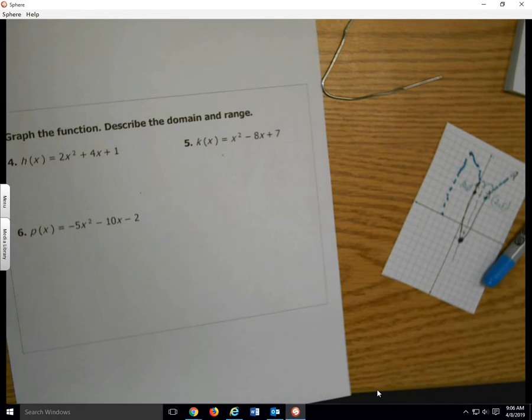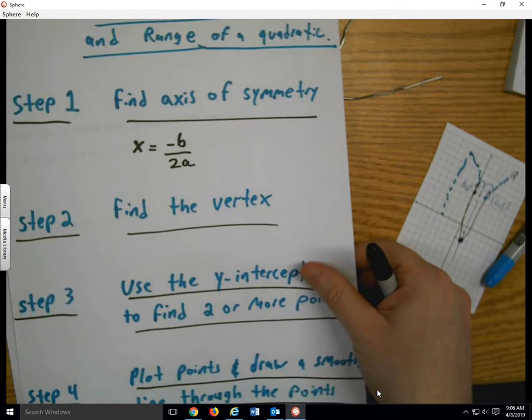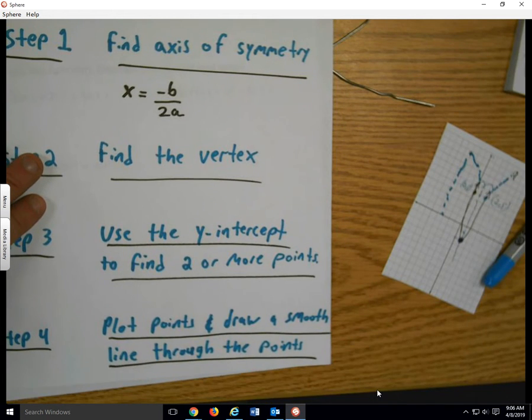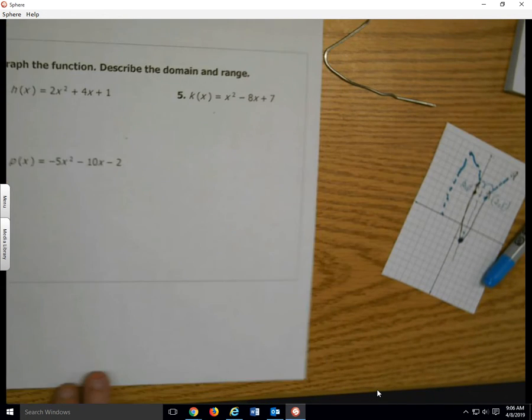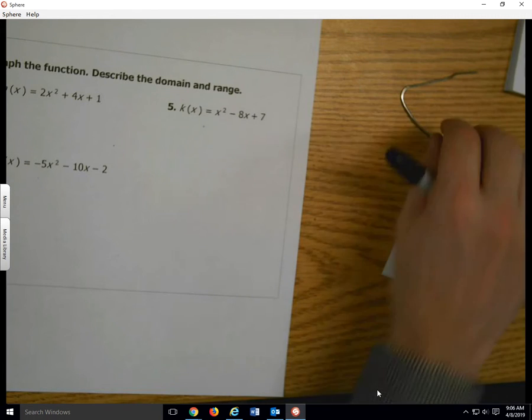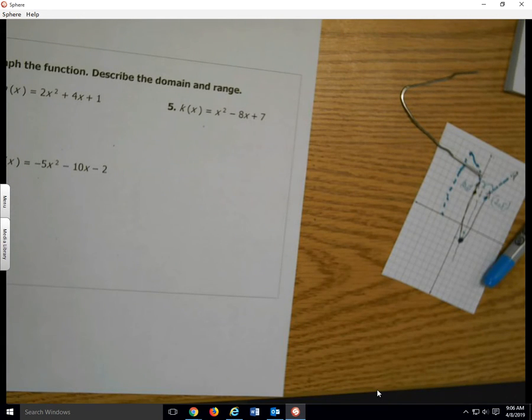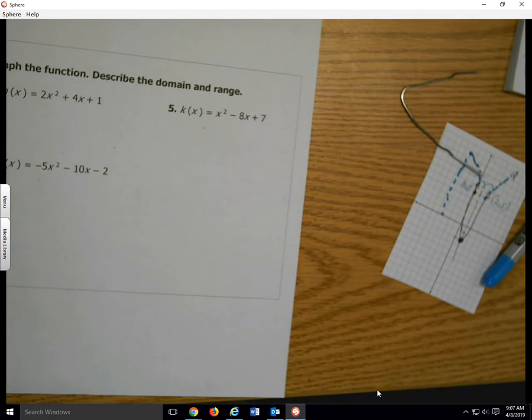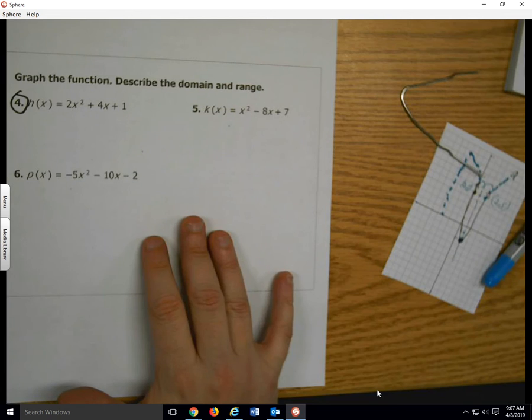And those are the steps for finding the domain and the range. These are the steps here for finding the domain and the range of a quadratic. 4 steps. Now, I would like you to give this a shot, at least the first part of it, to make sure we understand it. So looking at number 4, what's the first thing that you would do? Go ahead and tell me.